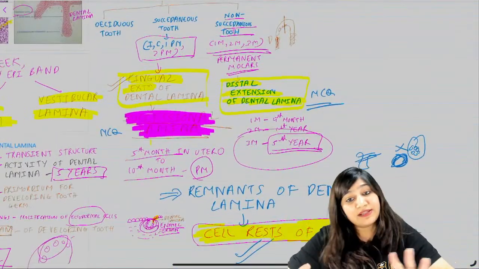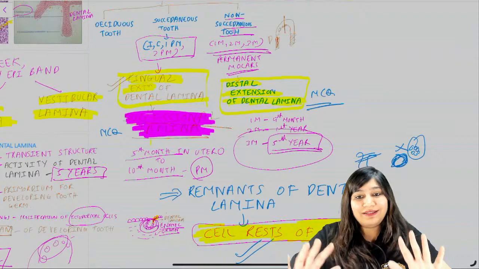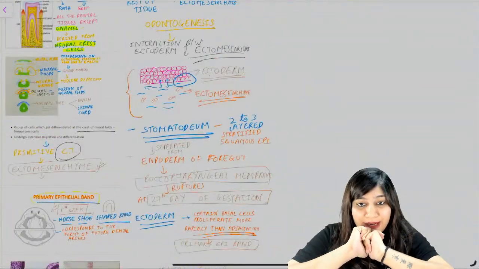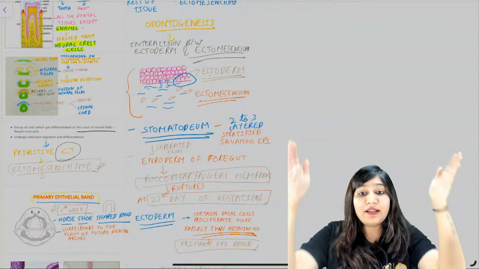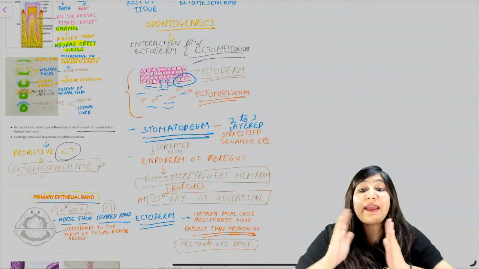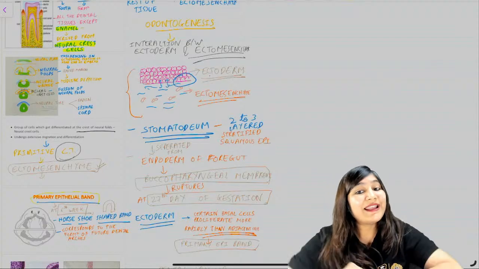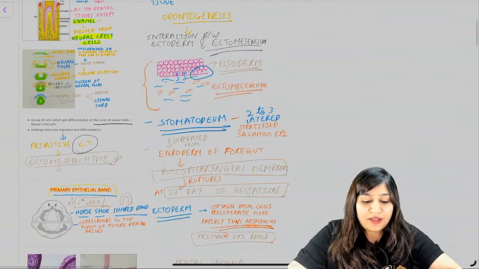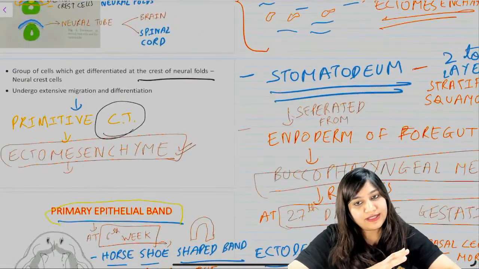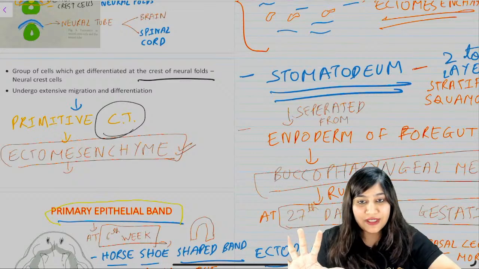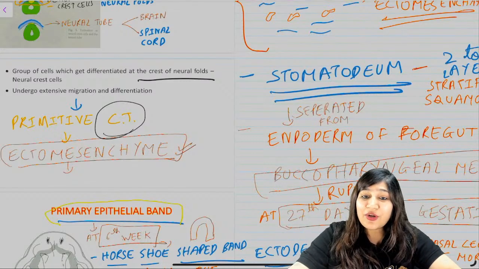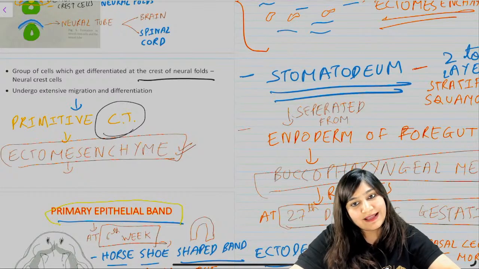So dental lamina is also a very important topic. We had started with our primary epithelial band, thickening of the band, its proliferation leading to the formation of enamel organ. Enamel organ will form what? Enamel. And dental lamina is basically a transient structure which is active only for 5 years, after which it disintegrates, and the remnants of the dental lamina are known as cell rests of Serres.